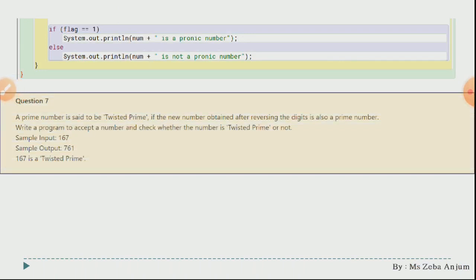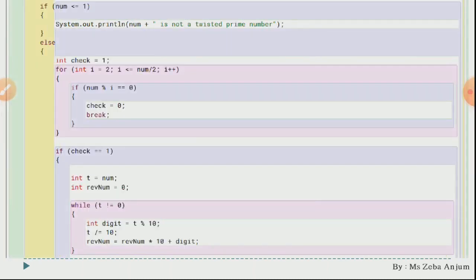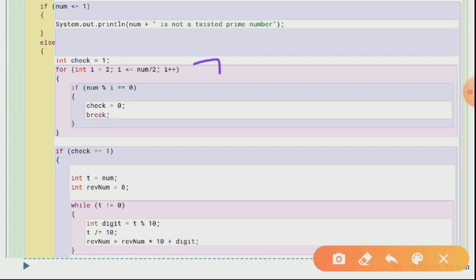This was the question, the very first thing. In our main class, we have entered a number num, then firstly we have checked whether your number is less than or equal to 1 or not. If it is less than or equal to 1, then no need to find out everything, it is not a twisted prime number. Otherwise if your number is greater than 1, then we will find out the overall procedure. Firstly we have checked whether your original number is prime or not. If your original number is prime, then this will not have executed even once, it means the original value of check will remain as it is.